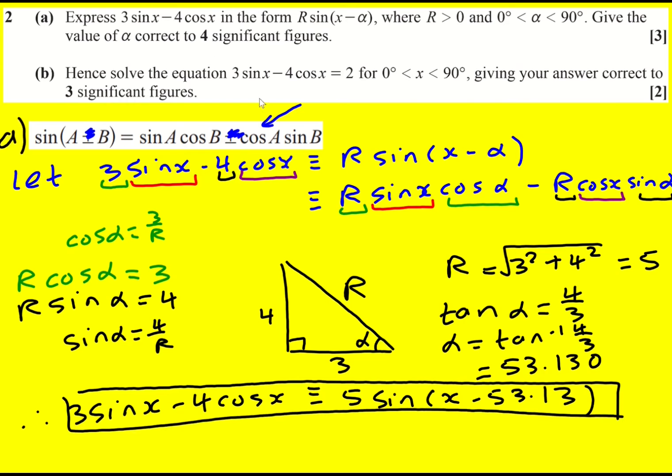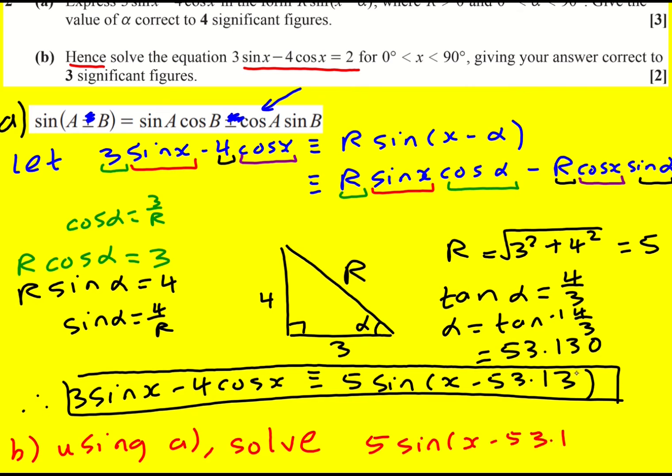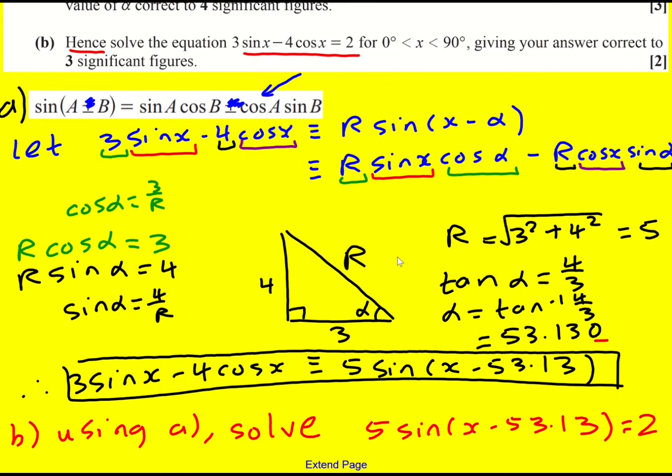So for part B, we're then asked to hence, and that's the key word, hence solve this equation. So we don't want to use the left-hand side as it is, we want to use our harmonic form. So using part A, solve instead 5 sine. I always think we should use the non-rounded version, although in this case, because there's a 0 there, we can just go with it, 53.13, because I'm going to give my final answer to 3 significant figures, so we've got enough accuracy. So that there is going to equal 2. It's between 0 and 90.